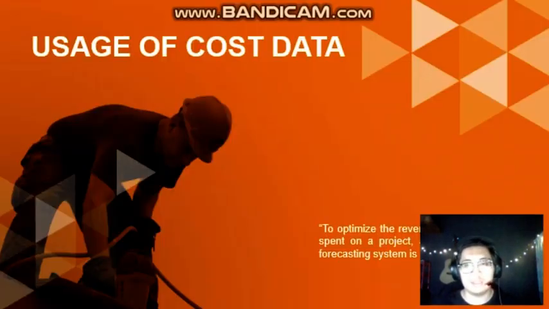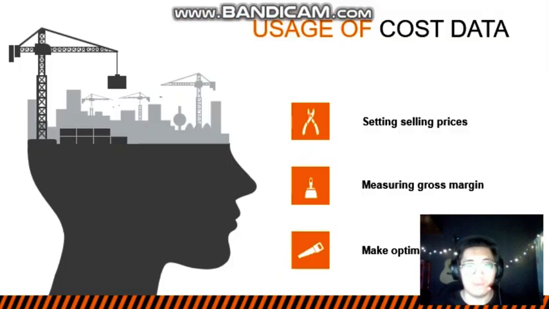So next is usage of cost data. As you can see here, to optimize the revenue of each money spent in the project, a dependable cost forecasting system is needed. So cost data help you to calculate resources costs such as personnel, material and equipment related to the implementation of project, product, service or other activity. This knowledge helps managers to analyze different ways to construct and manufacture to reduce cost, boost profit, or both.